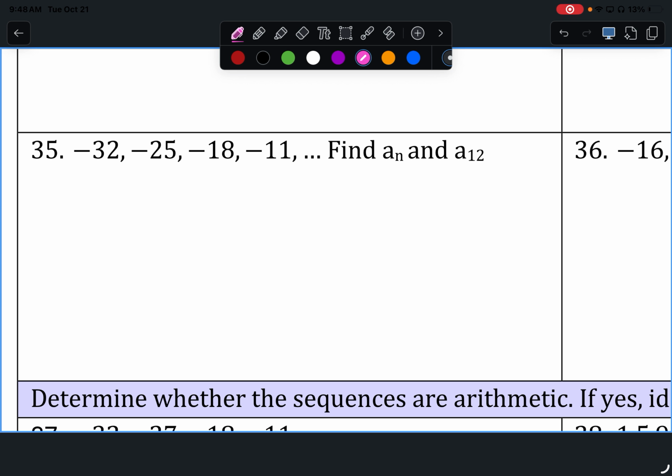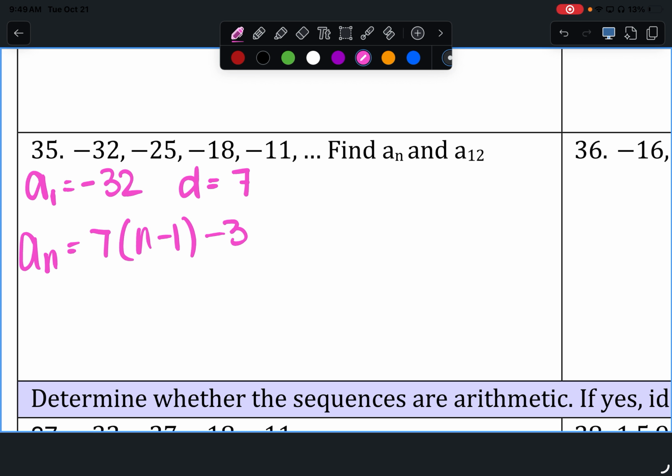All right. So for 35, okay, what is our first term? -32. What is our common difference? +7. So our formula should be 7 times n minus 1 minus 32. And then what are we trying to find? So we're going to plug in 12. And when you plug in 12, what do you get out? 45.